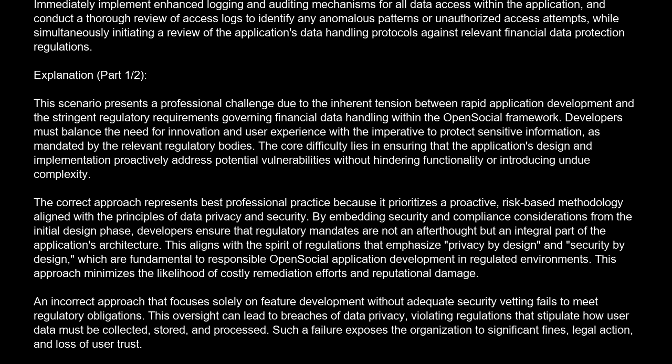An incorrect approach that focuses solely on feature development without adequate security vetting fails to meet regulatory obligations. This oversight can lead to breaches of data privacy, violating regulations that stipulate how user data must be collected, stored, and processed. Such a failure exposes the organization to significant fines, legal action, and loss of user trust.